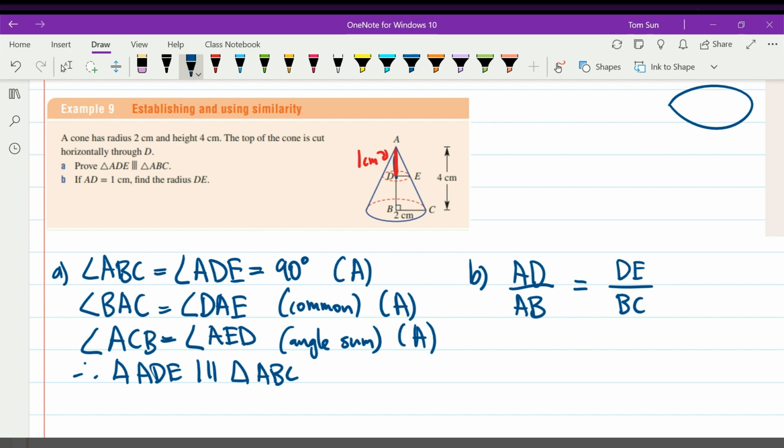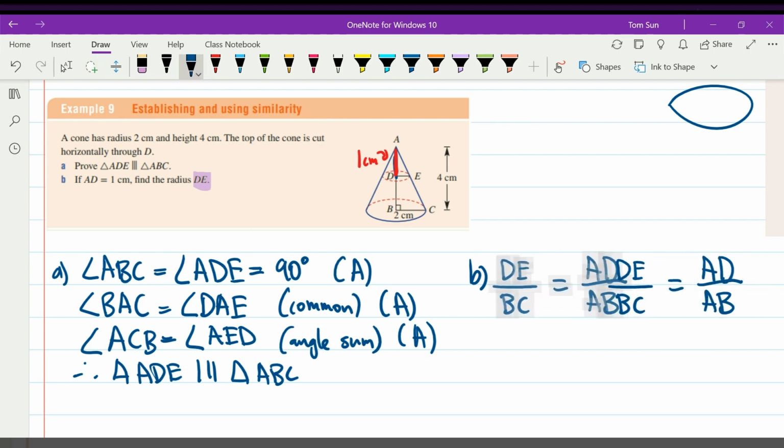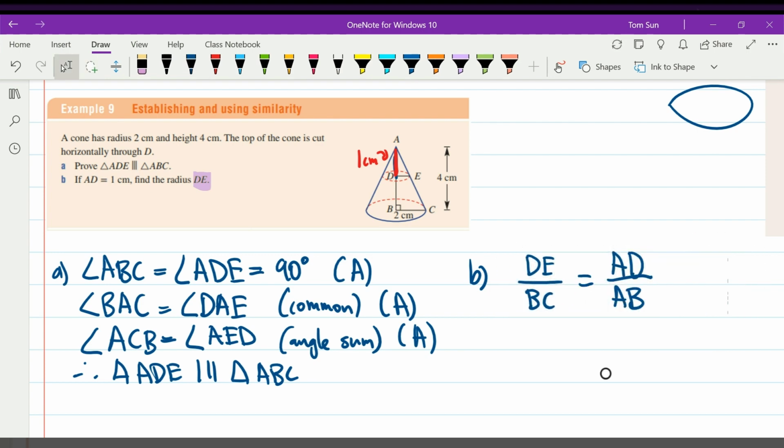What are we looking for? We're looking for DE. So we have to find DE. In fact, maybe I'll swap this over to make it easier for us. So we'll do this and put the equal sign here. Now let's substitute what we know and leave what we don't know. I don't know what DE is yet, so DE stays the same, but I do know what BC is. BC is 2.